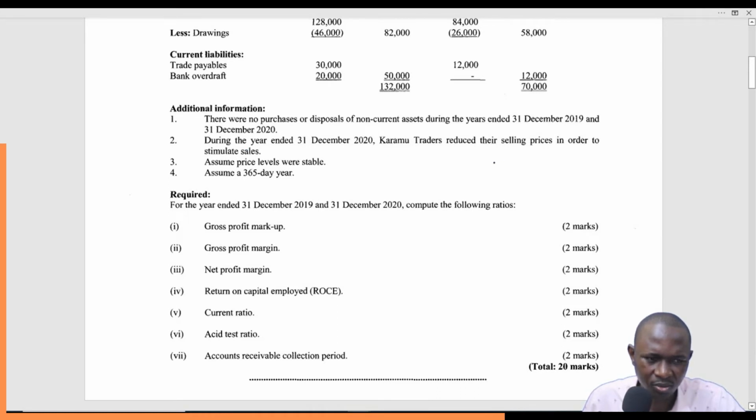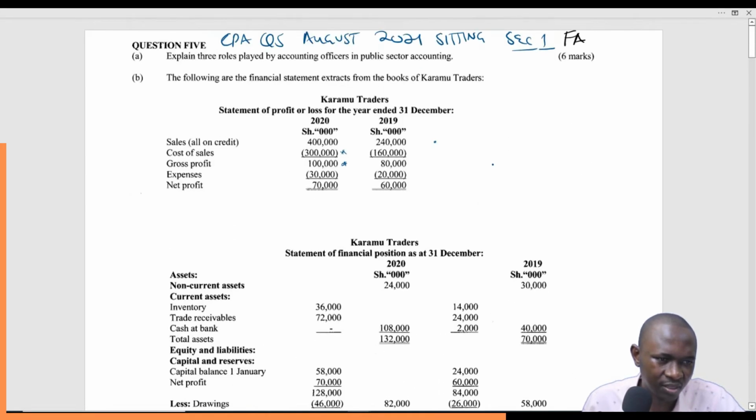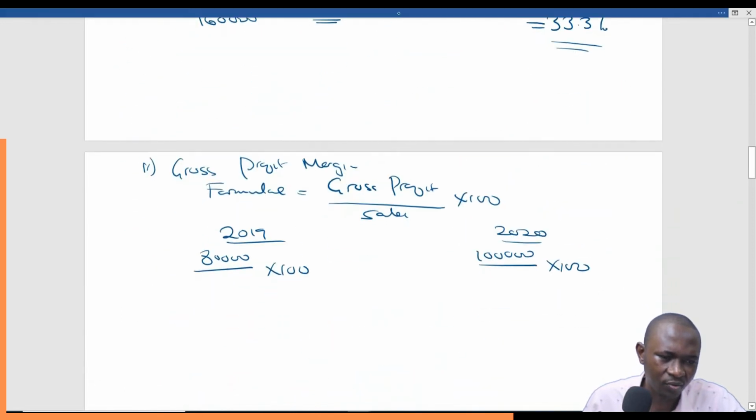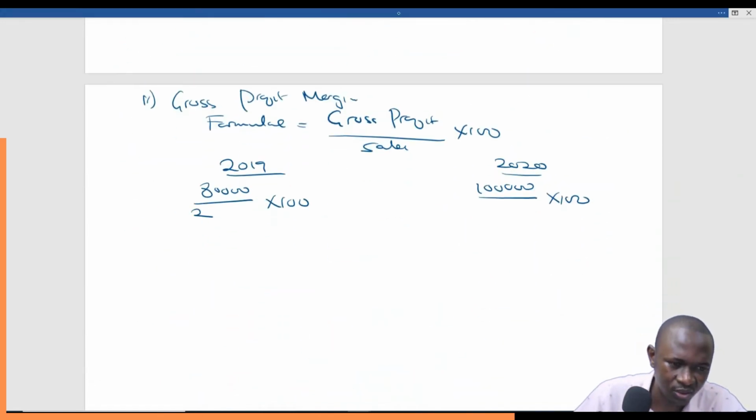Reduce the selling price in order. Okay, that one doesn't have any effect. So we come here. Sales in 2019 were 240 and sales in 2020 were 400. So in 2019 it's 240 and in 2020 it's 400.